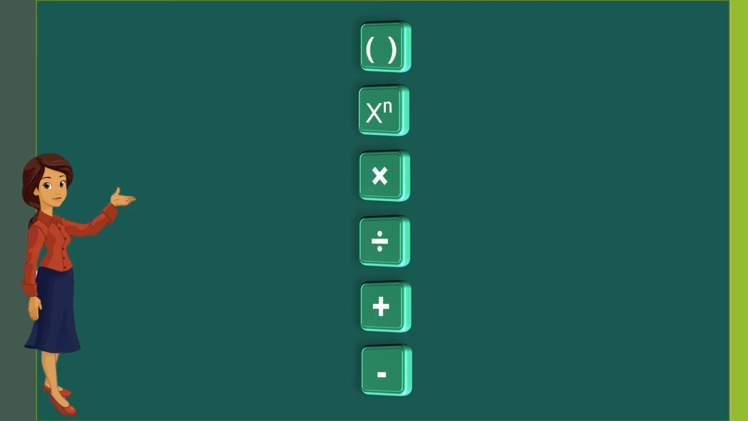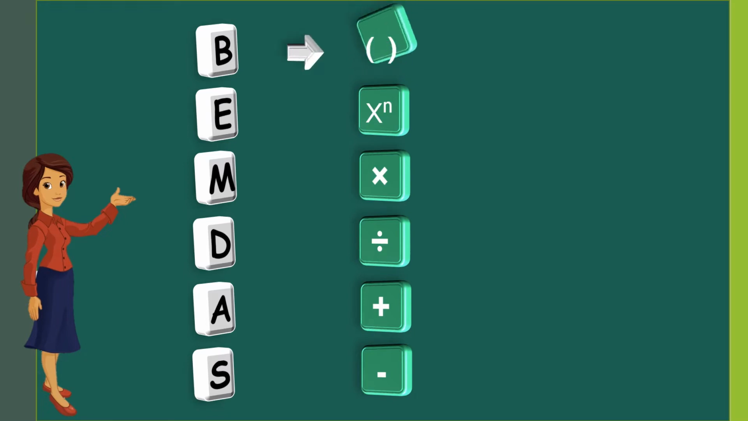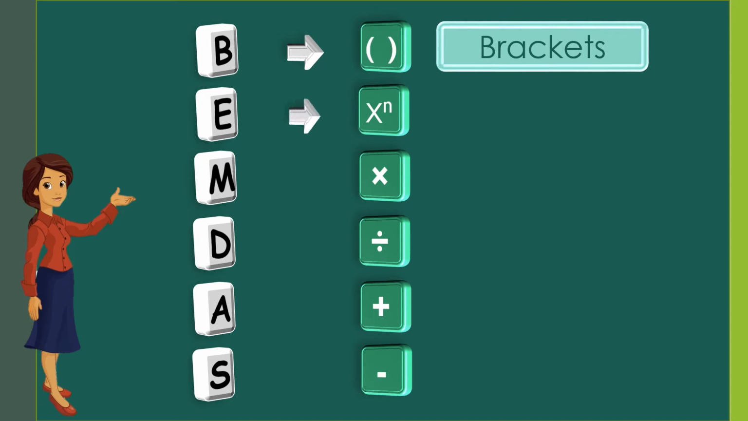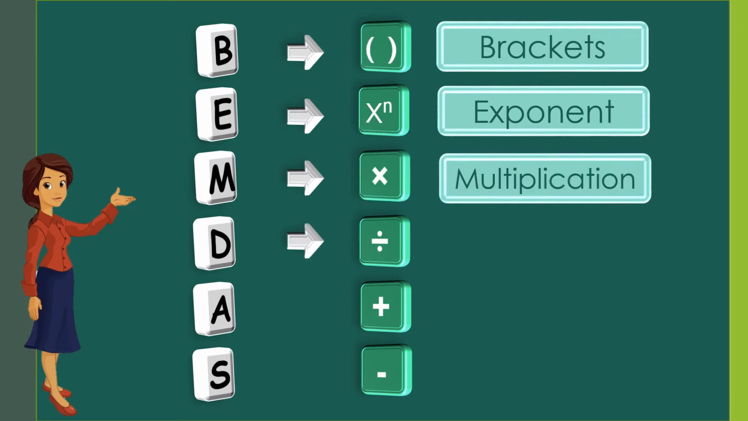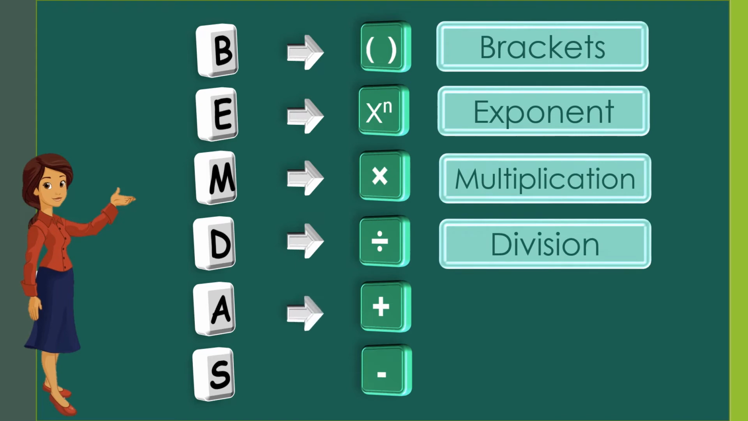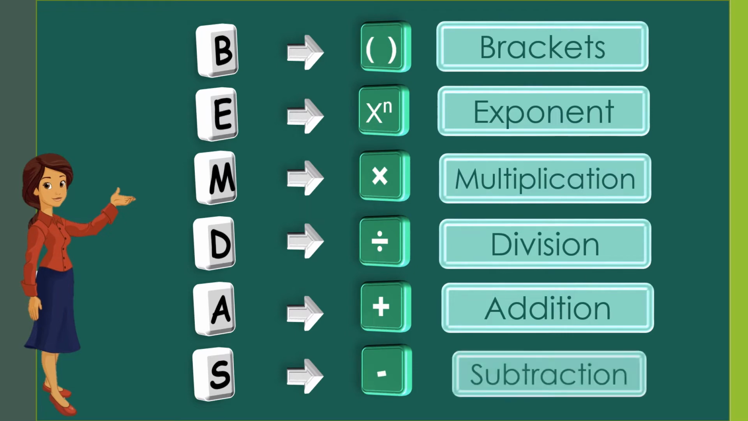Now let's take note, what does each letter represent? B, E, M, D, A, S. BEMDAS. B stands for brackets, E for exponent, M for multiplication, D for division, A for addition, and S for subtraction.